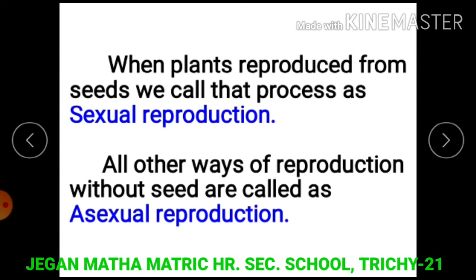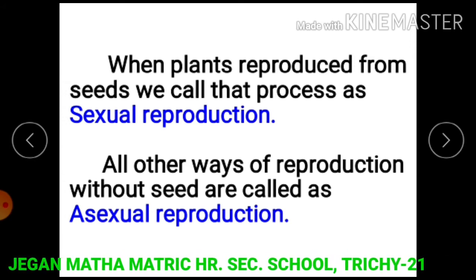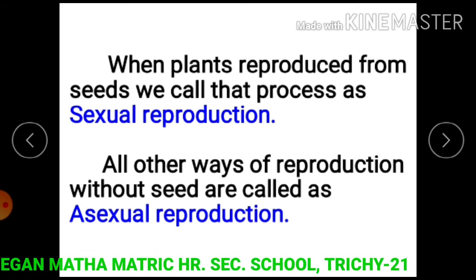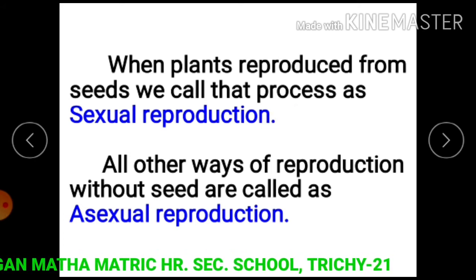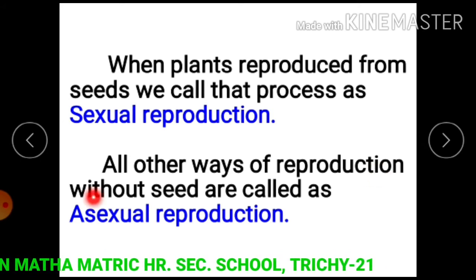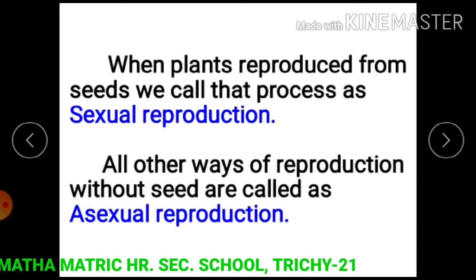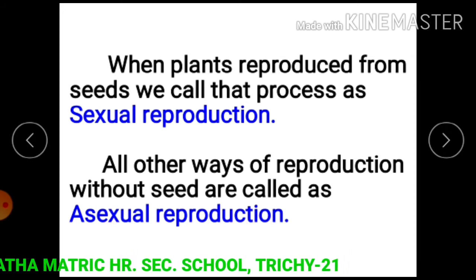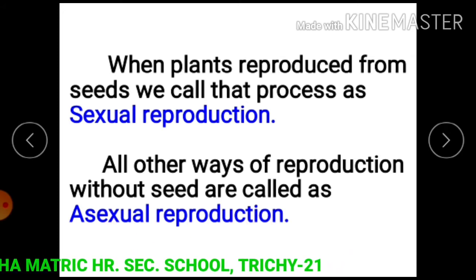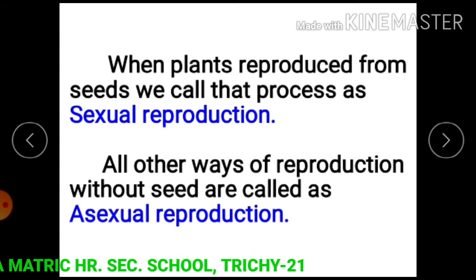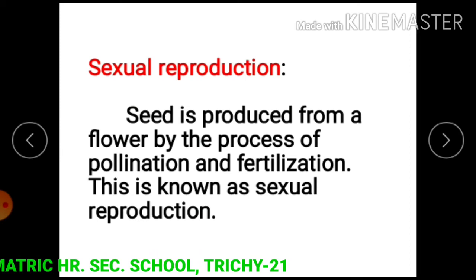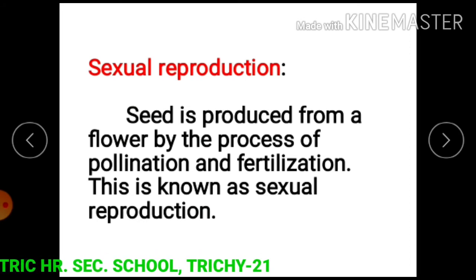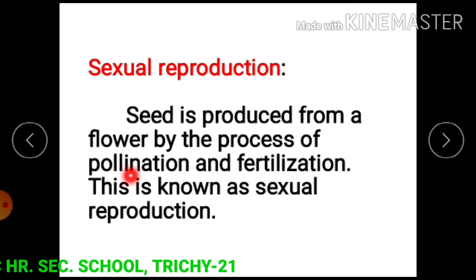When plants are reproduced from seeds, we call that process sexual reproduction. All other ways of reproduction without seed are called asexual reproduction. For example, a drumstick tree can be grown from both seeds and stem cuttings. Sexual reproduction: seed is produced from a flower by the process of pollination and fertilization. This is known as sexual reproduction.